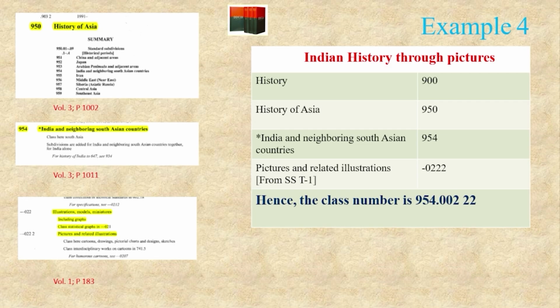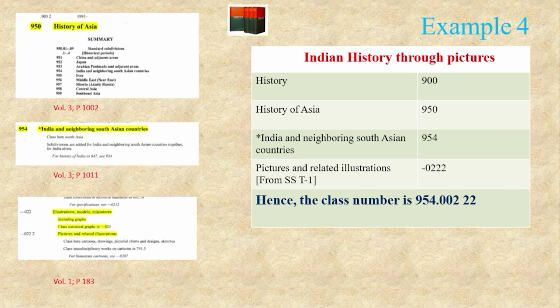Now the next example is Indian history through pictures. So identify the key elements, then determine the main class, then verify the correct number structure. Here the subject is history, the geographic focus is India, and the form of representation of this document is pictures, that is pictorial works. Then determine the main class. History falls under 900, history of Asia falls under 950, history of India falls under 954. Then pictorial works fall under the standard subdivision, that is 0-0222 from standard subdivision table 1.